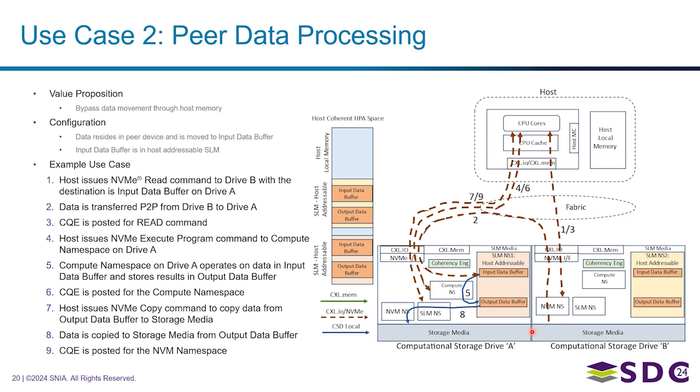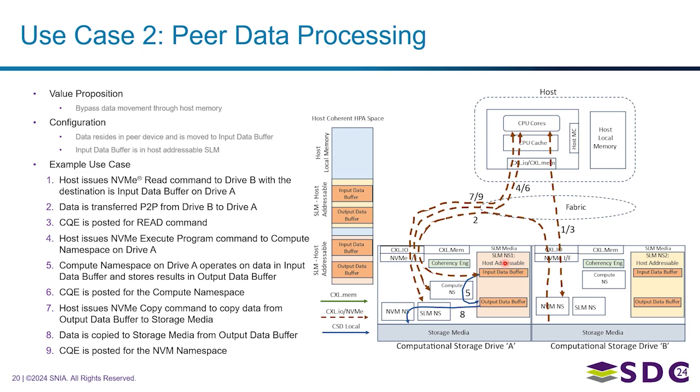All right, so the value proposition with this use case is that we're going to bypass data movement through host memory. So we're going to do peer-to-peer, in other words. Our configuration is a little bit different than the first case. The data initially resides in a peer device. In this case, it's going to be in computational storage drive B. And we want to ultimately get it into the input data buffer in computational storage drive A, so that we can perform a computation on it, such as computing parity.